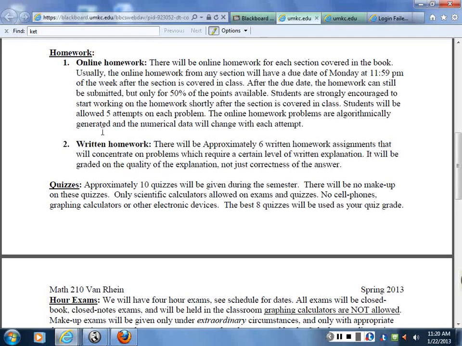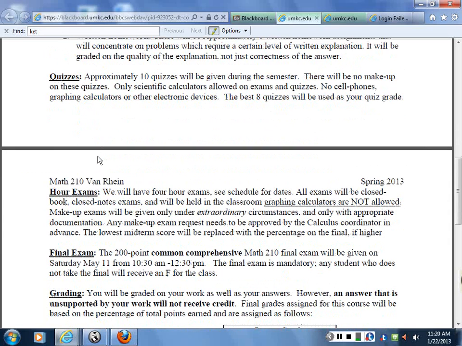You're writing it up correctly. Quizzes: there will be approximately 10 quizzes, and they're also listed on the schedule. So I have 10 on there. You'll see this Thursday, I'll give you your first quiz. That quiz is going to be over this "Are You Ready for Calculus?" We'll talk about it in a little bit.